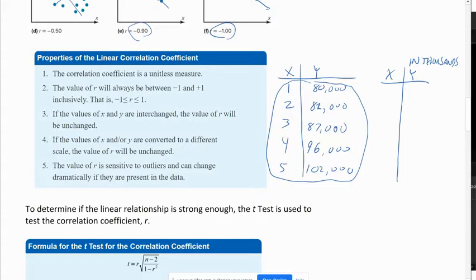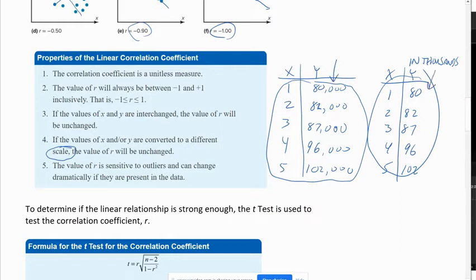So if you entered it in your table in thousands, this would be 80 because it's 80,000. 2 would be 82 because it's in thousands. 3 would be 87. 4 would be 96. 5 would be 102. So if you entered this data in your calculator and found the line of best fit and the correlation coefficient, it would be the same. The correlation coefficient would turn out to be the same in both cases. So that's what they're saying here. If we use a different scale, like this one was in dollars and this one was in thousands of dollars, that's not going to affect R. R is still going to come out to be the same.